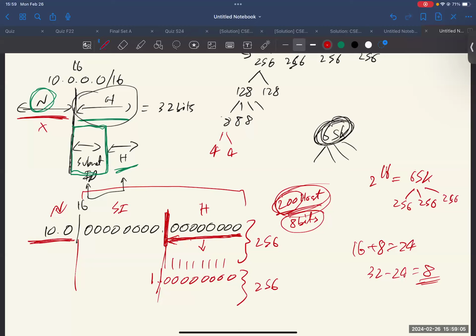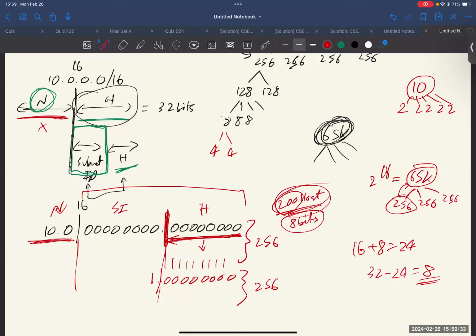So the idea is how many IP addresses, how many blocks of size 256 can I bring out from this 65,000? For example, I have the number 10. How many 2s can I have in a 10? 5. 2, 2, 2, 2, 2. 5 children of size 2. Similarly, how many 256 can I have in a 65,000?